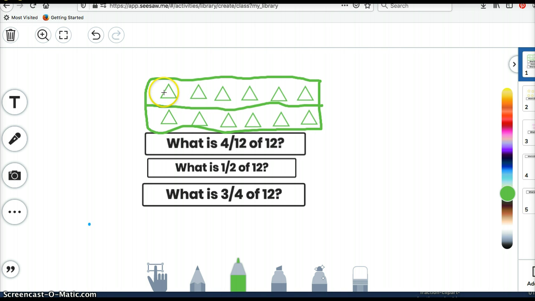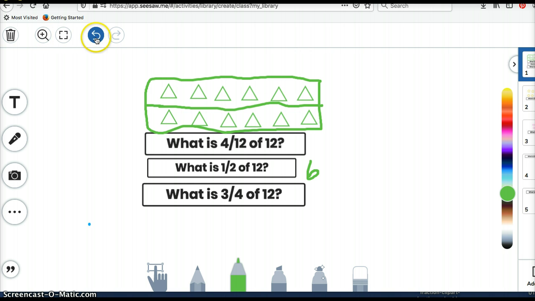So how much is in this 1/2 of the whole? 1, 2, 3, 4, 5, 6. There's 6 triangles in that 12. So we would say, what is 1/2 of 12 is 6, because we took 12 triangles and we put a rectangle around it to show that it's a whole, and then we split the whole in half. Then we notice that we have 6 triangles in that half.